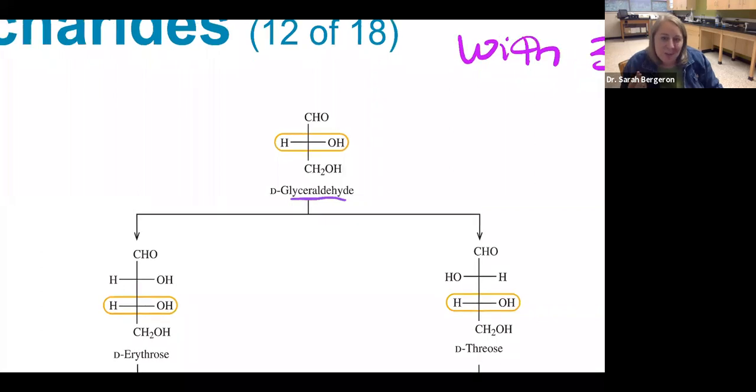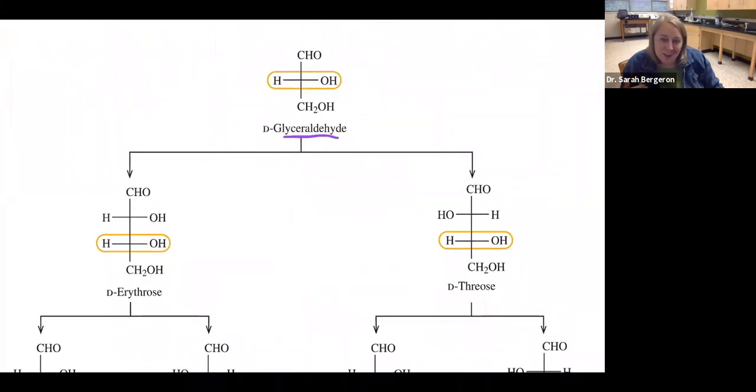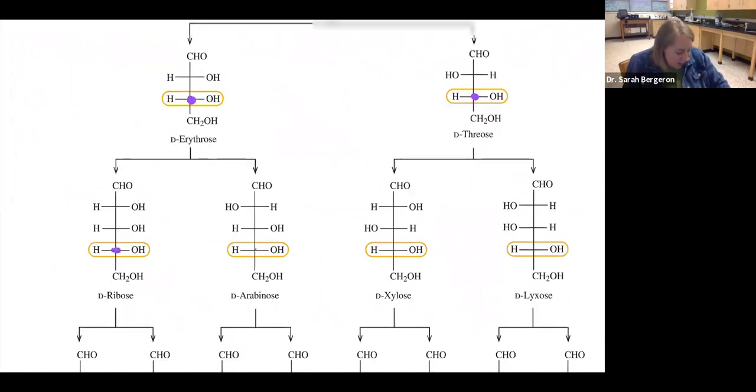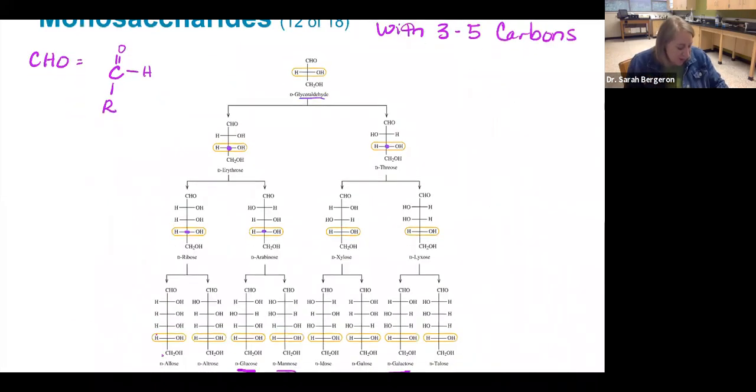carbon. What we do to go from glyceraldehyde to our next one is we add another chiral carbon. So here we've added another chiral carbon. The only difference between the two, right, is we flip that hydrogen and that hydroxyl. So these are D-erythrose and D-threose. Those are diastereomers of one another, okay? What do we do when we go to the next one? We can add another chiral carbon. Okay, so D-ribose and D-arabinose are, guess what, diastereomers of each other, right? And so on and so on.